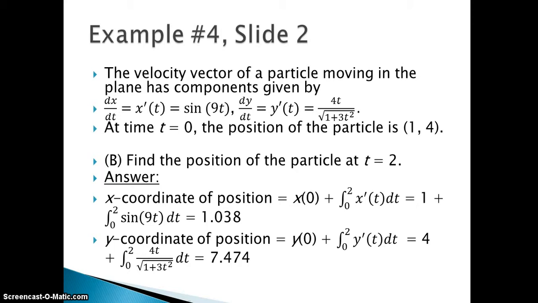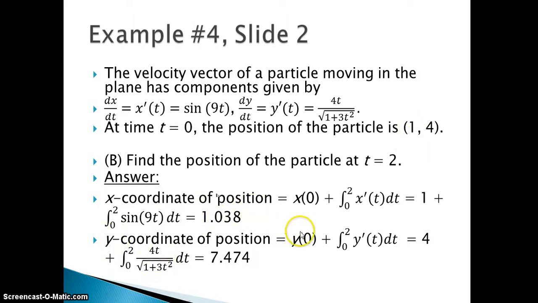Part B, with the same conditions, asks us to find the position of the particle at time t equal to 2. The x-coordinate of the position will be found by integrating from 0 to 2 of our derivative. That'll give us our total accumulated x change, and we need to add our initial condition. So basically, we want to do 1 plus the integral from 0 to 2 of sine of 9t, that's our x prime of t, dt. When we do that, we end up with 1.038, so not very much movement in the x direction.